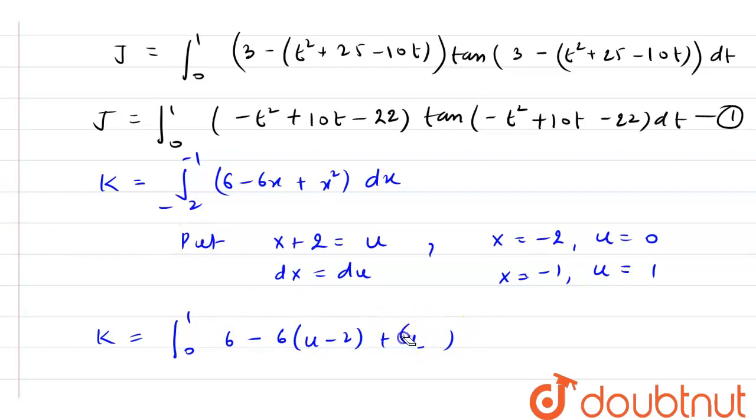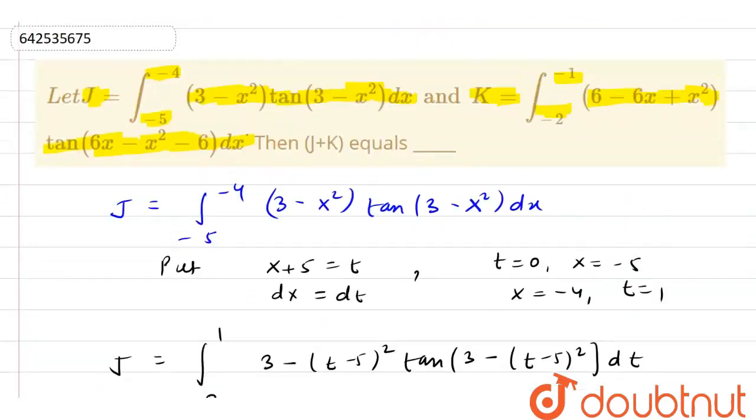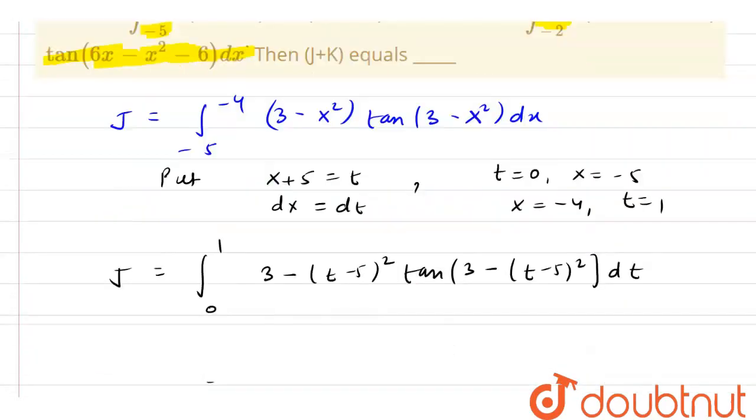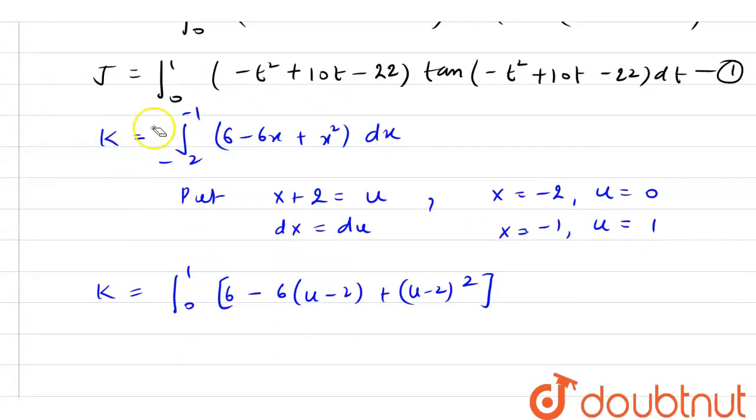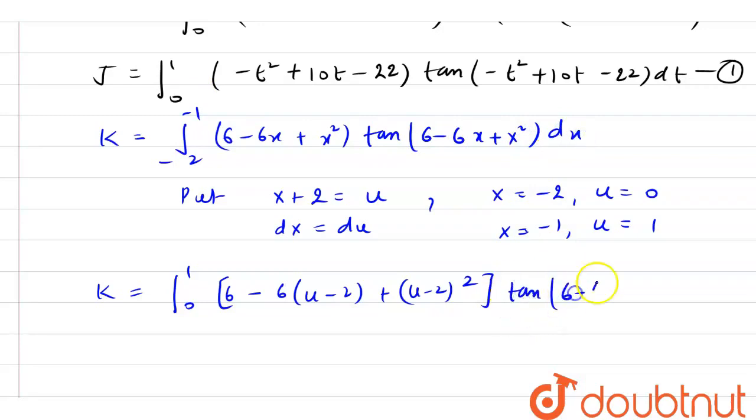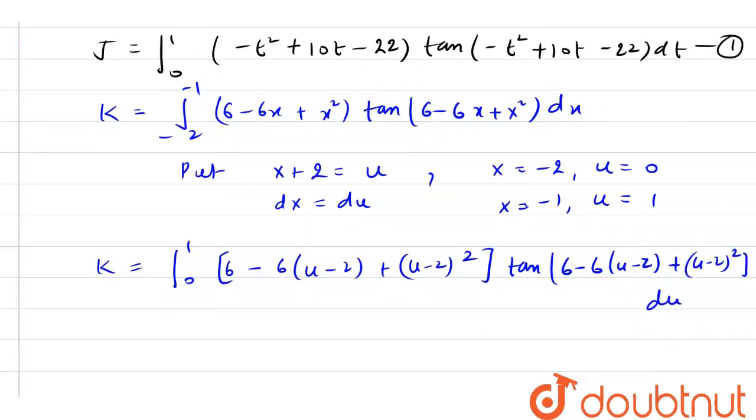Let me write it again. We have (u - 2) whole square, and we have something else here also: we have 10 here, so we have to correct this portion. We have the integral of (6 - 6x + x²) tan(6x - x² - 6) dx. Similar funda I am going to use here: 6 minus 6(u - 2) plus (u - 2) whole square, and we have du.